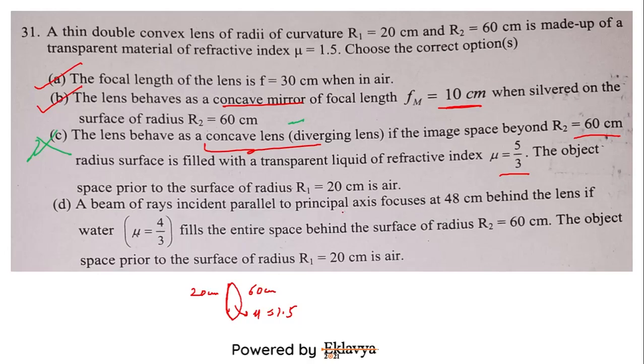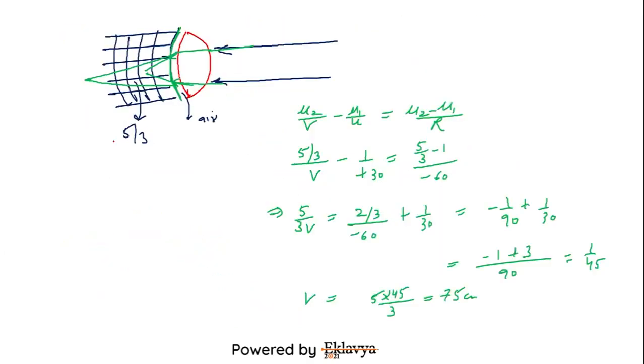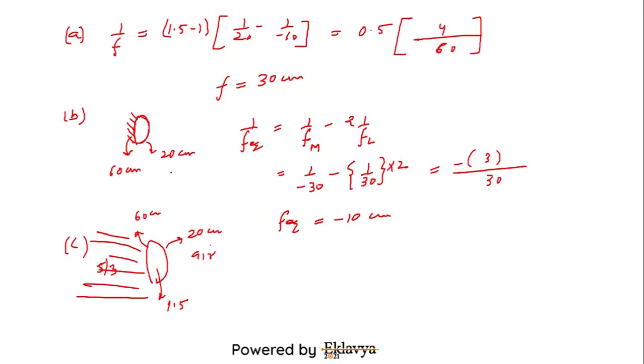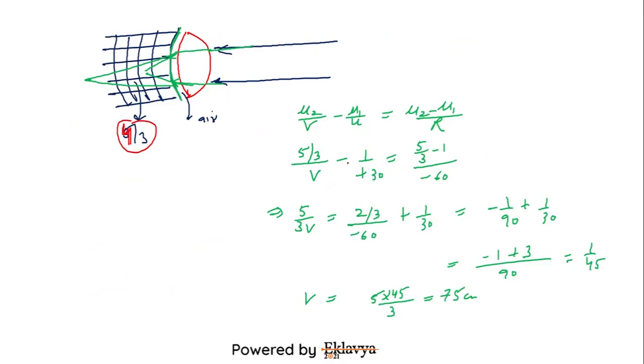A beam of rays incident parallel to the principal axis focuses at 48 centimeters behind the lens if this refractive index fills the entire space behind. Okay, so a similar option, but this time we are considering a 4 by 3 instead of a 5 by 3. Everything else is the same, I guess. So our method will remain the same. I will just change these numbers.